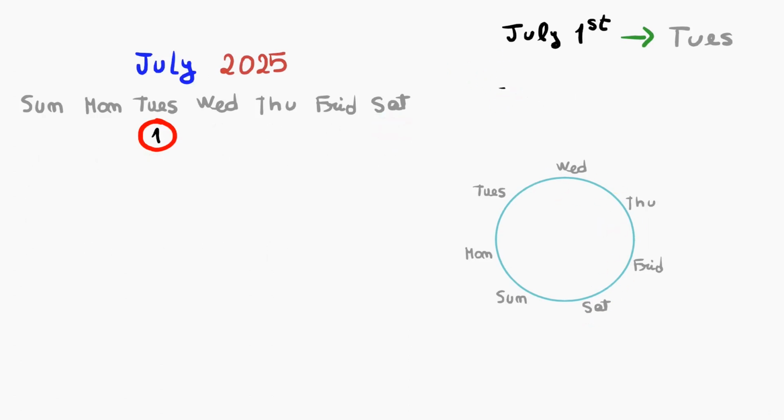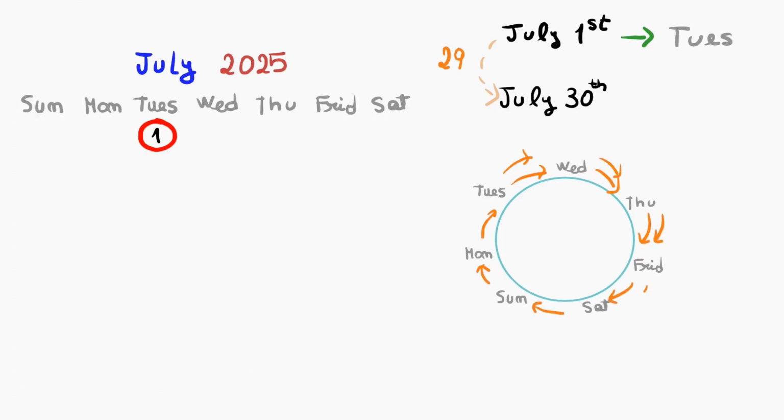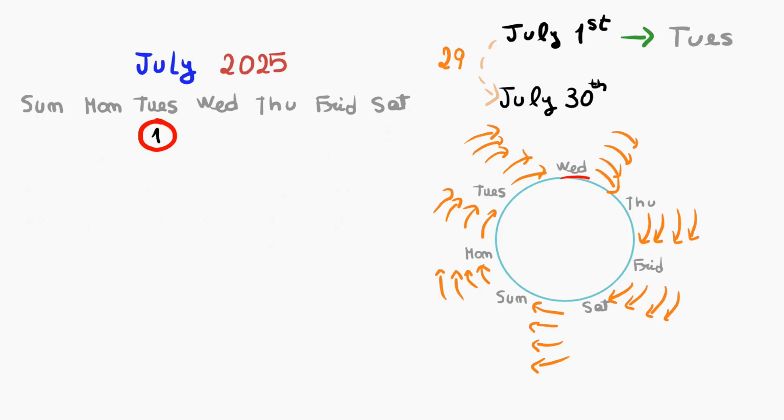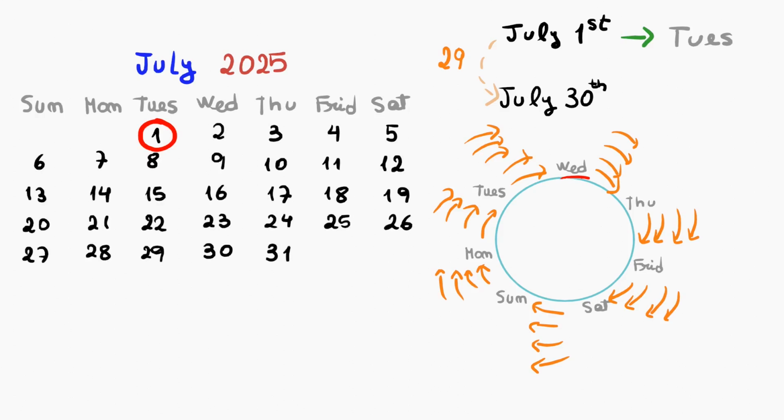Now suppose we want to know the day of the week for July 30th. Since July 30th occurs 29 days after July 1st, we would have to count 29 days from Tuesday to see that July 30th is a Wednesday. We also verify that this is correct. Although we obtain the correct result, counting 29 times is not a very elegant or convenient method.